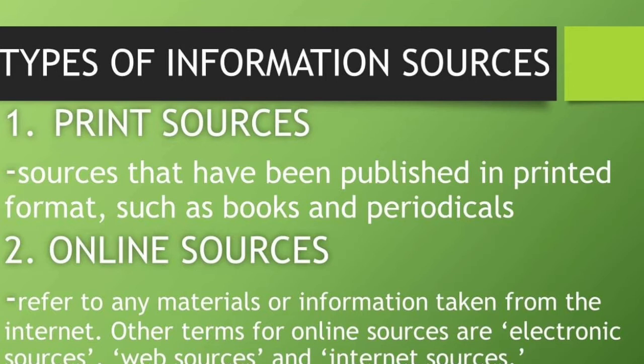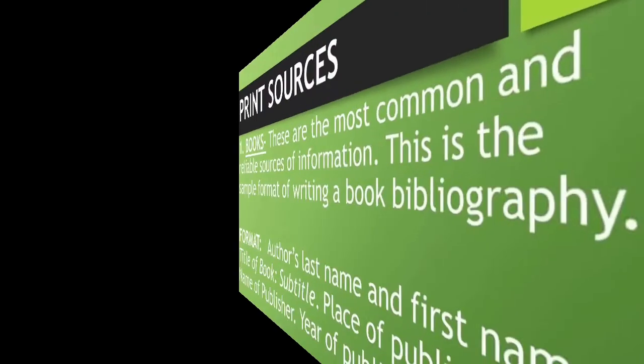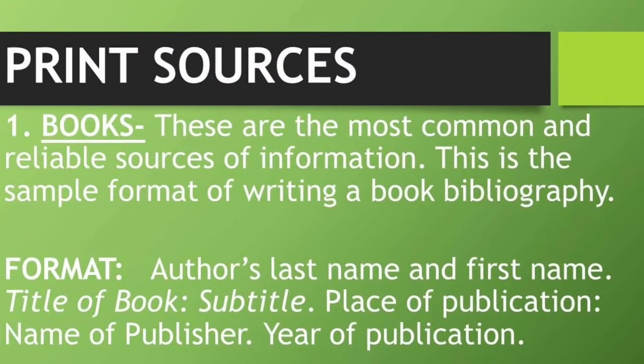The difference between the two is that when we say print sources, these are tangible, meaning we can hold it. And when we say online sources, these are the intangible sources. It can only be seen in the social media or in your computer, which means these are only soft copies. Let's have the first for the print sources, books.